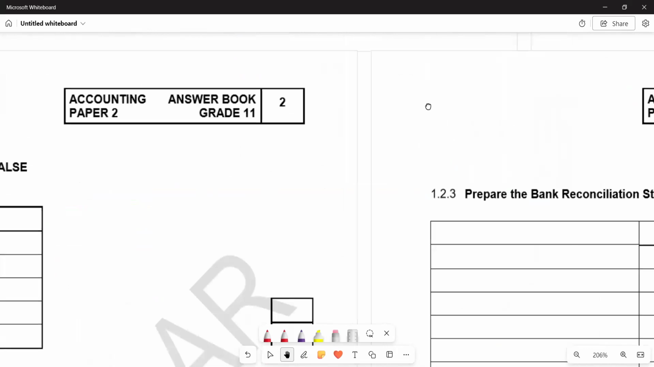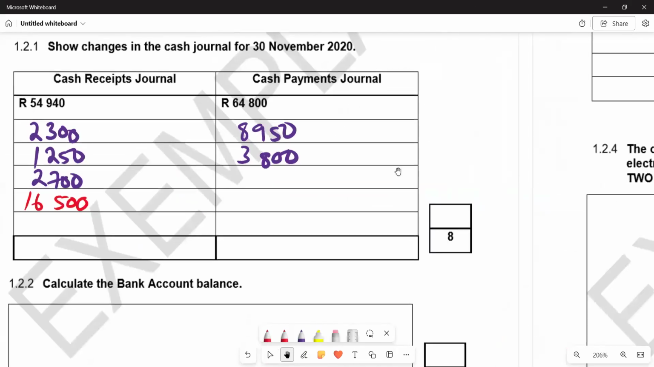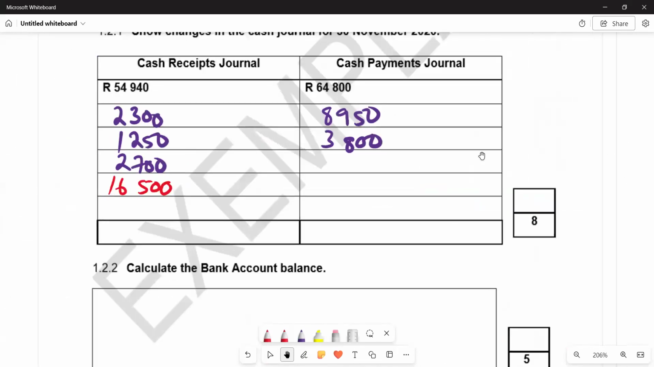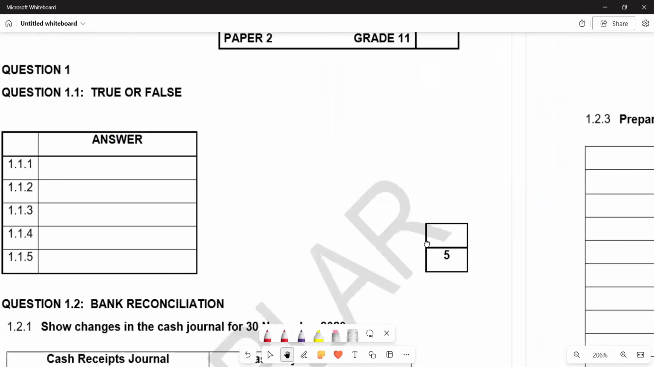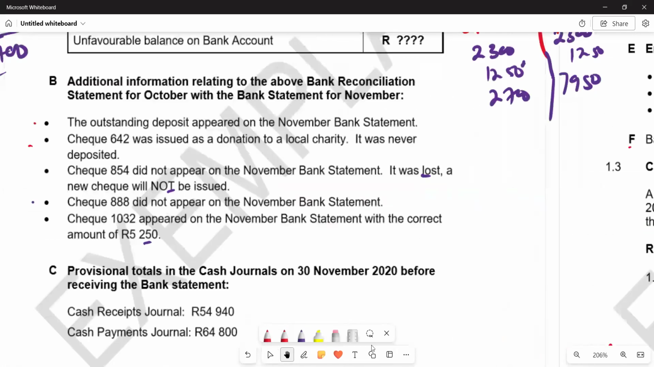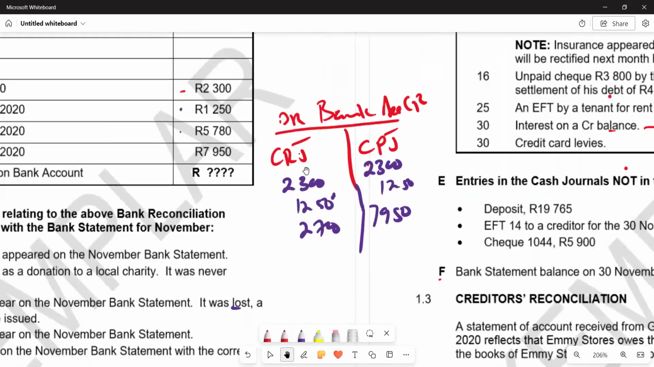We'll go down and see how we can enter it under our 750. We are saying it's under the cash receipts journal. Then we also have the last item that we need to check. We have got credit card levies.